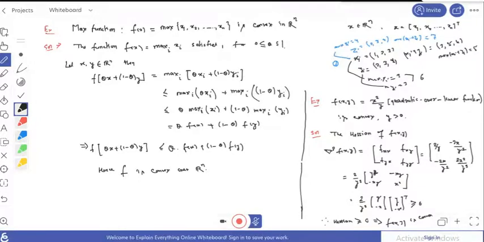Similarly, you can also define another function, which is known as the log-sum-exponential function, and this function is also convex.